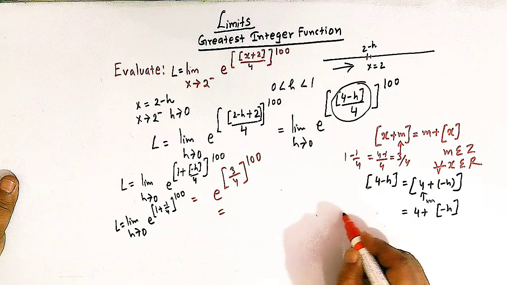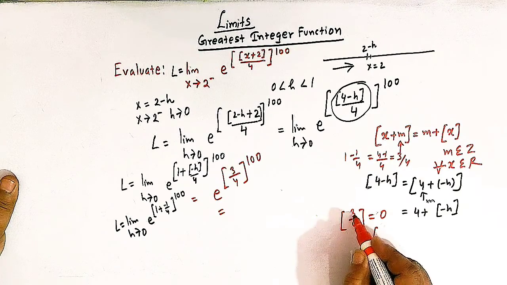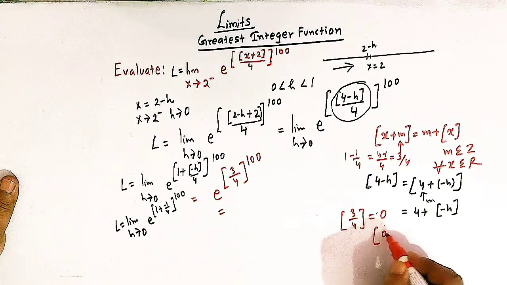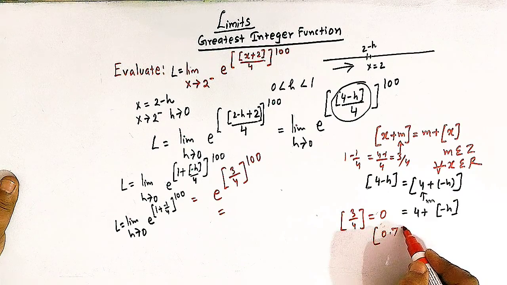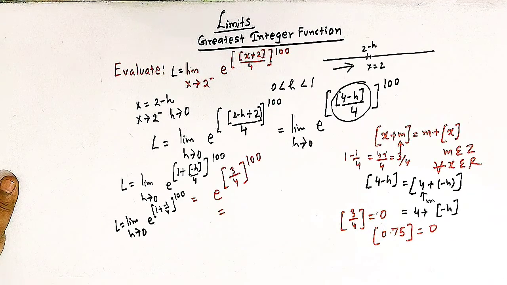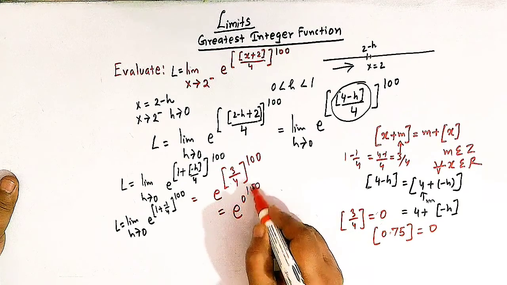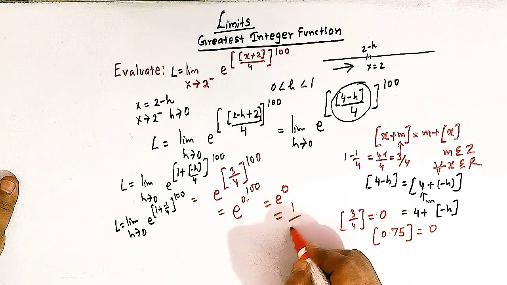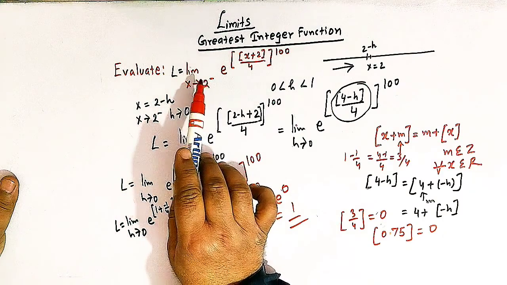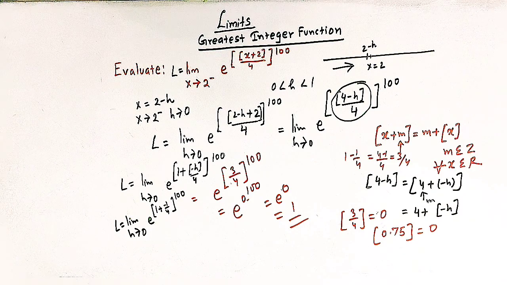And we know that the greatest integer of 3 over 4 is 0, because 3 over 4 is 0.75. So here we have e raised to 0 raised to 100, and this term is 0. So we have now e raised to 0, that is equal to 1. So the limit of this function is equal to 1 when x approaches 2 from the left of x equal to 2.